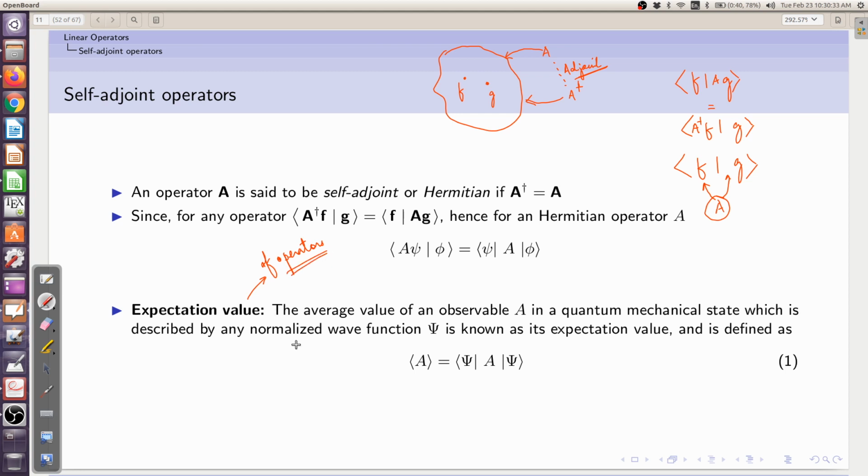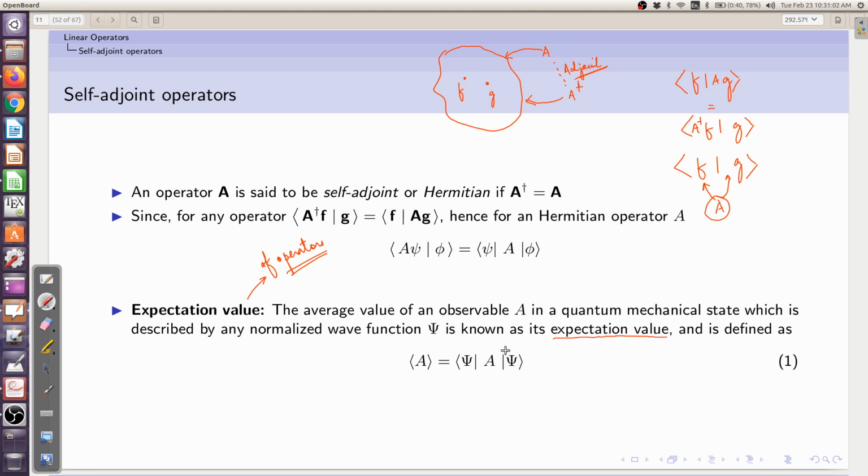We talk about the expectation value of position; position is a quantum mechanical operator. We talk about momentum; momentum is a quantum mechanical operator. We talk about the expectation value of energy, which is the expectation value of the Hamiltonian operator. So we always find the expectation value for an operator. The average value of an observable A in a quantum mechanical state, described by any normalized wave function, is known as its expectation value.